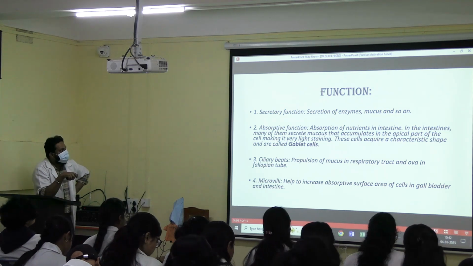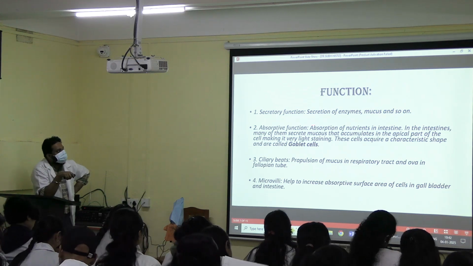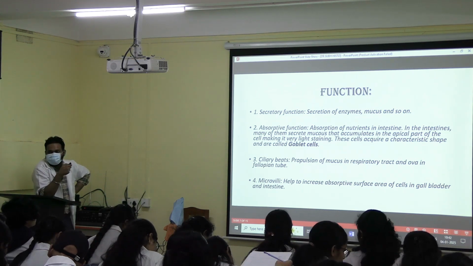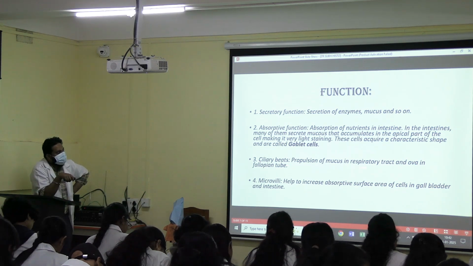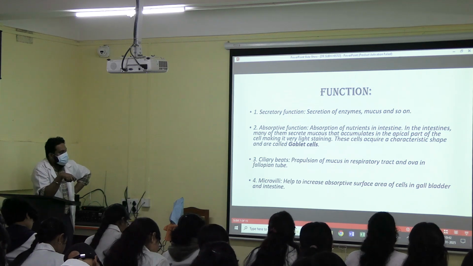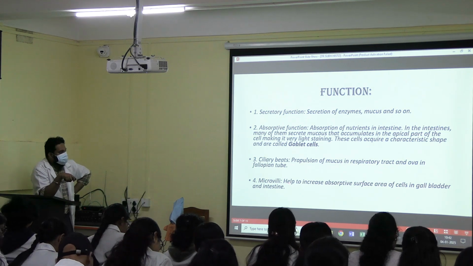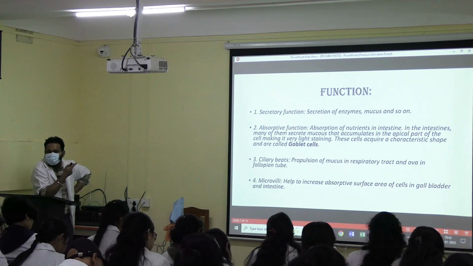Now the function, I have already told you. This one has secretory functions. It secretes enzymes and mucus. What's the function of cilia? Propulsion of mucus in respiratory tract and ova in fallopian tube. The function of microvilli is to increase the absorptive surface area of cells in gallbladder and intestine. I have already told you.